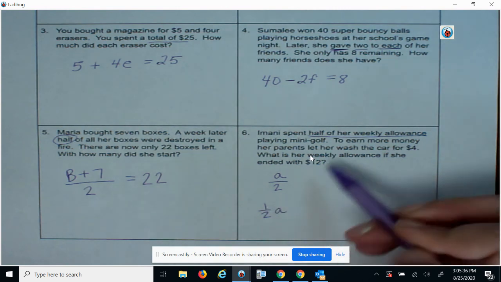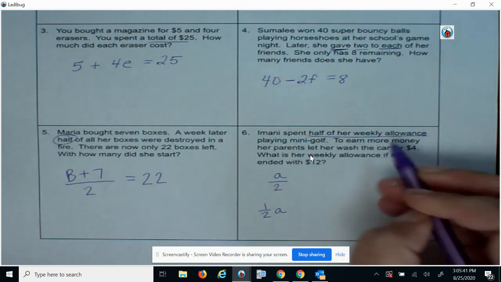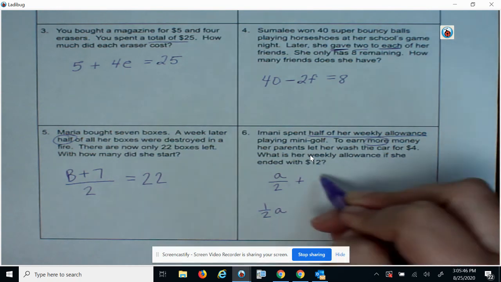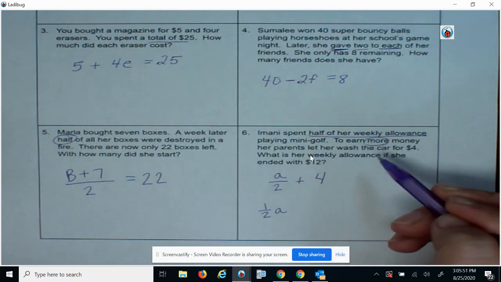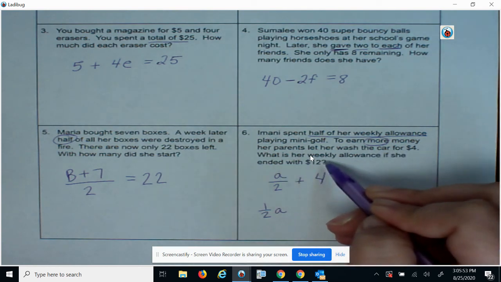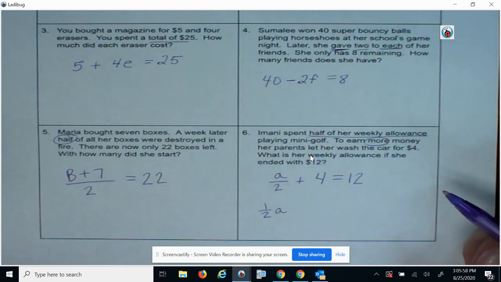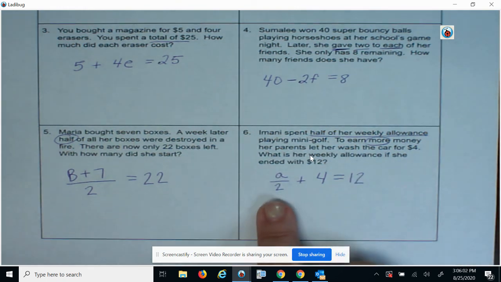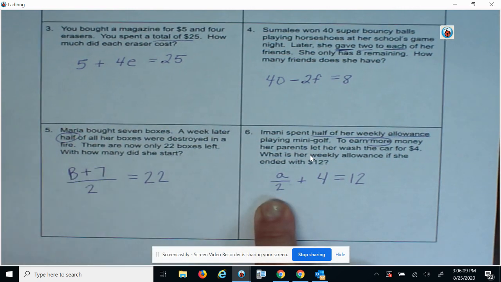Okay. So she spent half her allowance. To earn more money, more means we're adding more money, right? She washed a car for $4. What is her weekly allowance if she ended with $12? That's her total, right? So total means we're equaling it out. All right, and now there's your, cover that up, there's your equation to solve. Make sure you're careful with 5 and 6 on which order you solve.